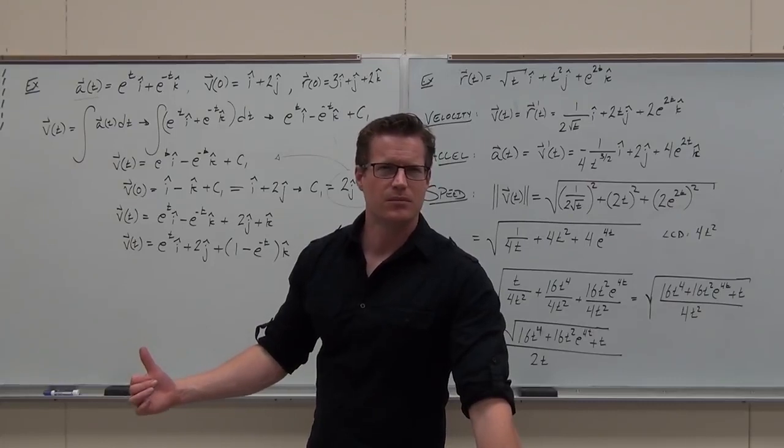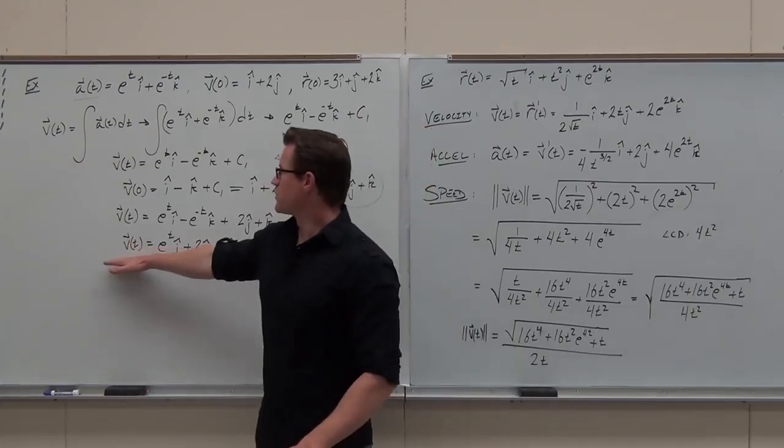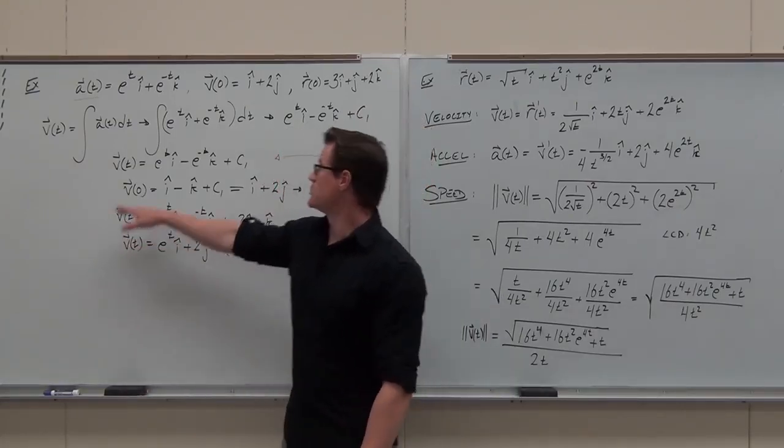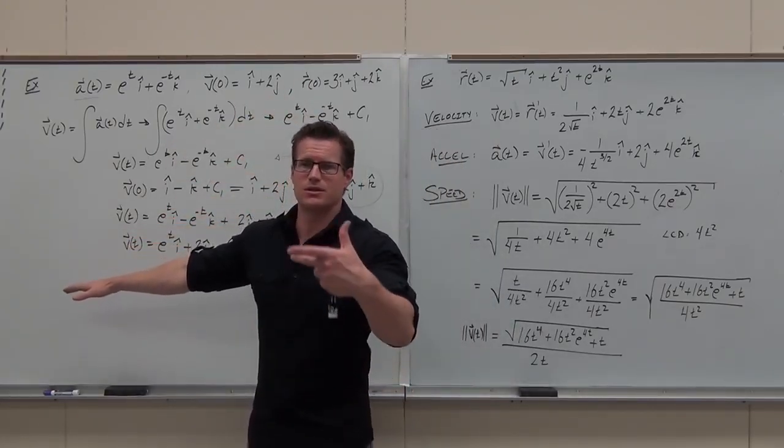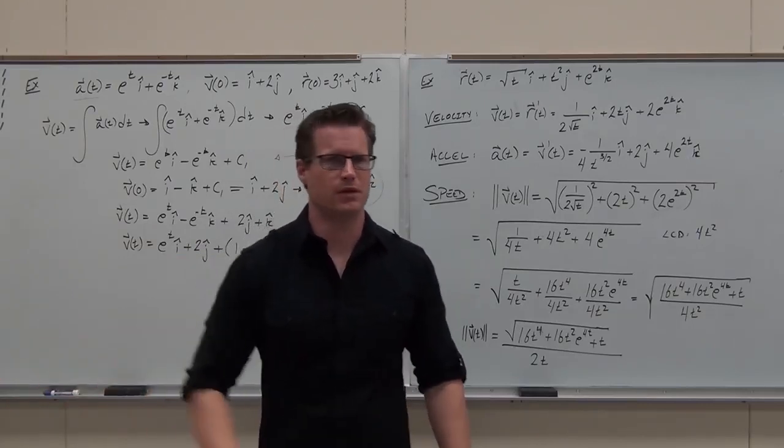What's the next step? If velocity is the first derivative, then to get back to an actual vector function, to get back to r of t, I take another integral, another antiderivative. Go ahead and do that right now. See if you can do the rest of it.